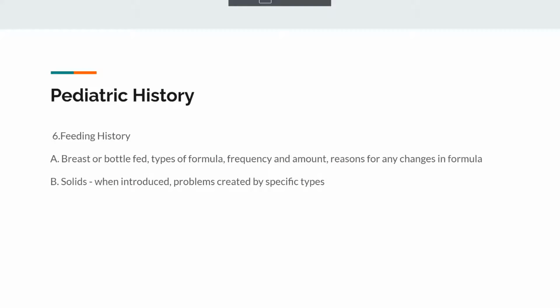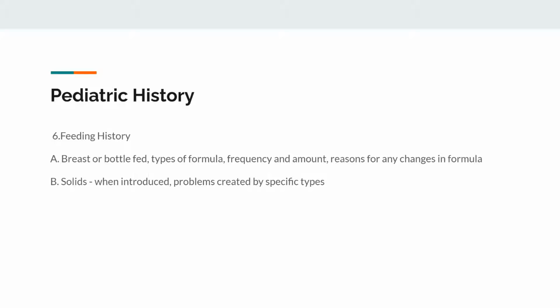All right, so we're going to talk about feeding history. This is very important, and I'm going to do one thing. I'm going to explain each and every one of the parts, and I'm going to tie in the clinical correlates as well. You need to know if your baby is breastfed or bottle fed, because you need to know the deficiencies that are going to happen because of bottle feeding, which are vitamin D and iron, right? And sometimes calcium as well.